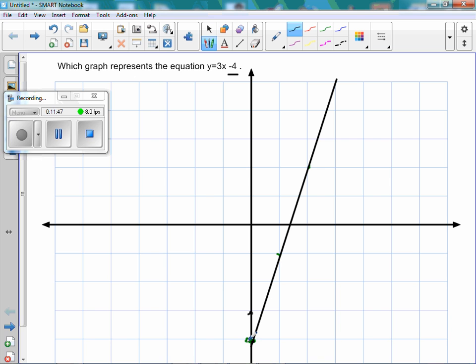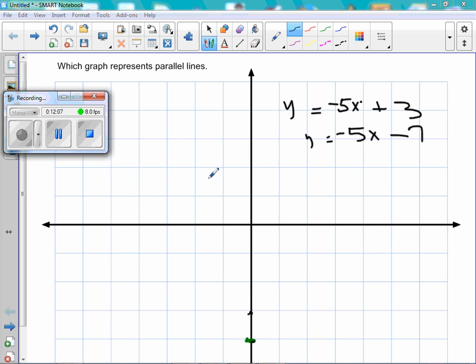So let's see if this one works. Up 1, 2, 3, and over 1. We're still on the line. Up 1, 2, 3, and over 1. Still on the line. So we know that this is the correct slope. If you had four different choices, then you would know that this equation would be the correct answer.